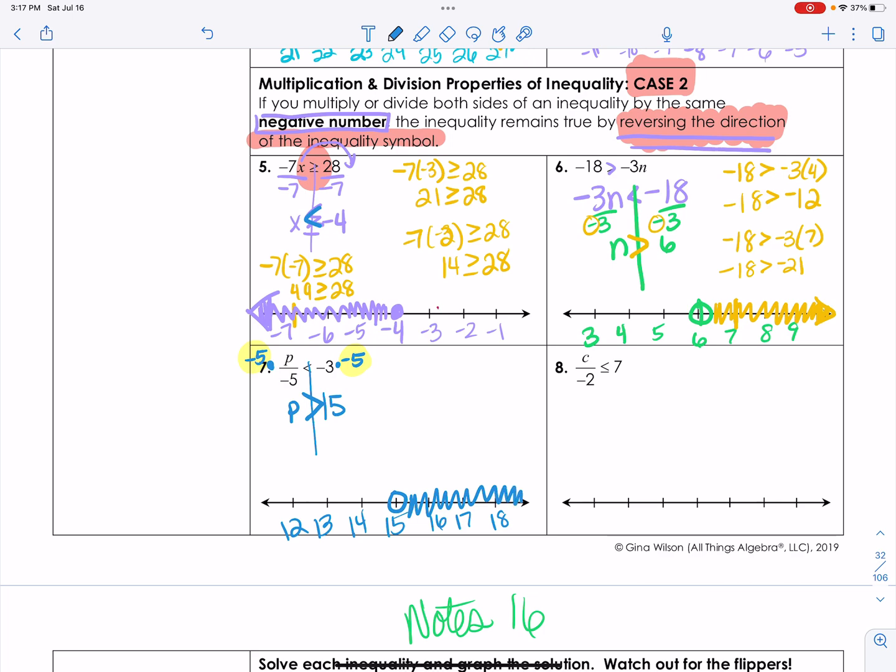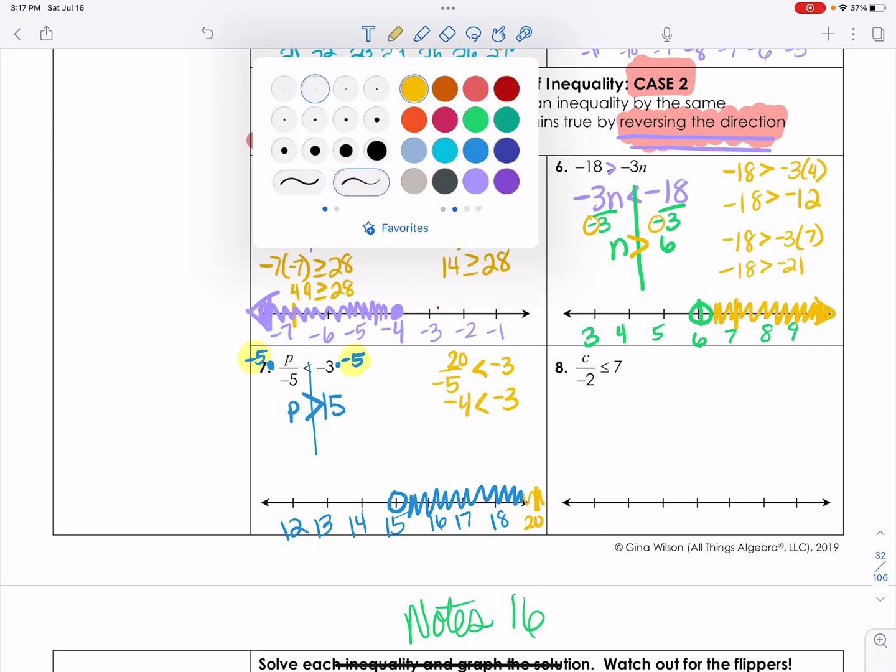Okay, so if I look at that, like 20 is greater. If I put 20 into this, that's a -4. Is a -4 less than a -3? Yes. So 20 is part of my answer. So I have to flip the sign. Okay, let's take a look at the next one.